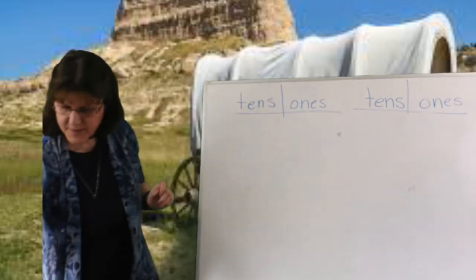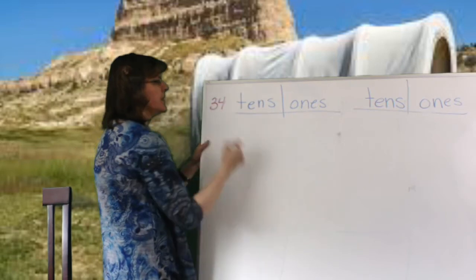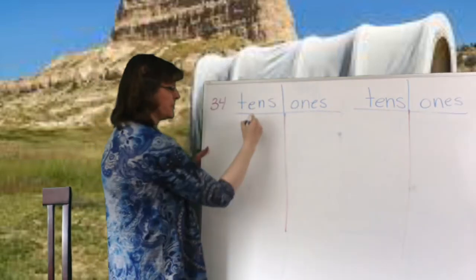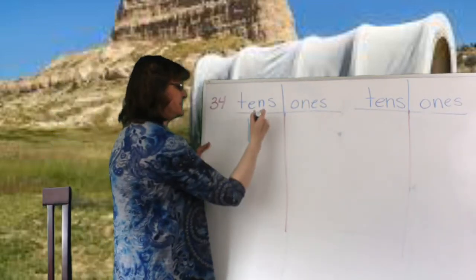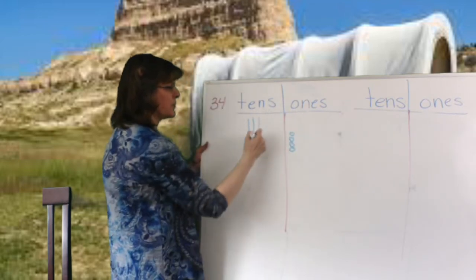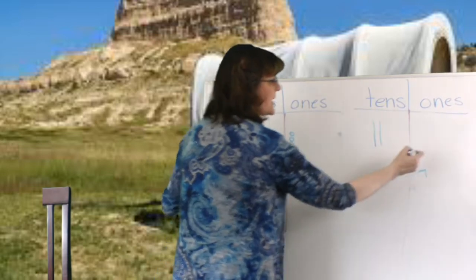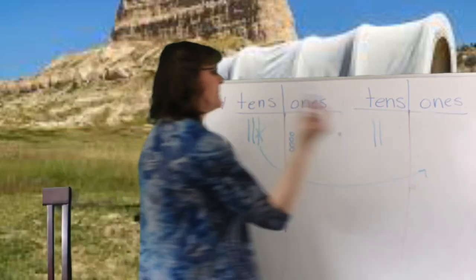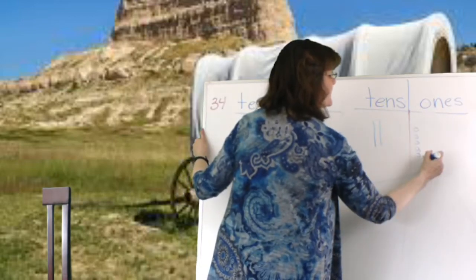Our next number, we have 34. Make our little chart. We're going to start with 3 in the tens and 4 ones. Then we're going to break apart a 10 and move it over. Now we have 2 in the tens. Our 10 circles for the one we broke apart.